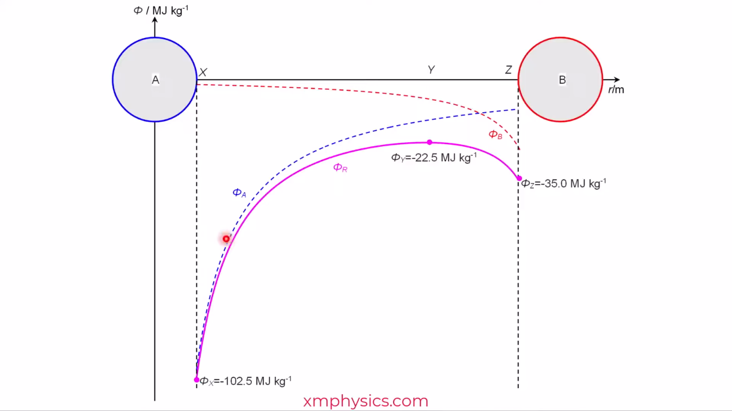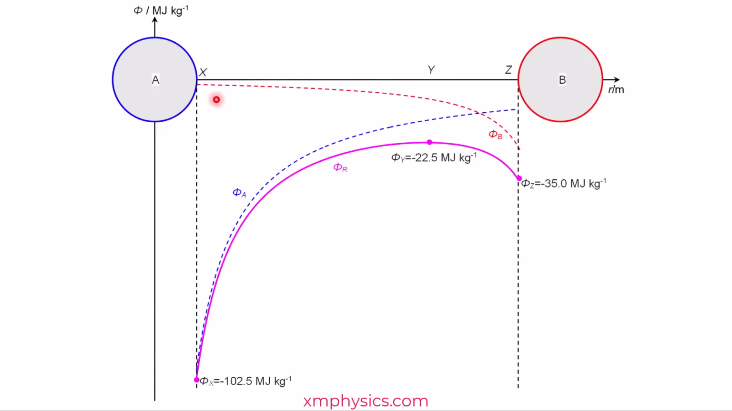So planet A on its own will have produced this negative gravitational potential centered about A. Planet B on its own will have produced this negative gravitational potential, again centered about B. The resultant gravitational potential is given by this line here. You just need to sum up these two graphs. Negative plus negative becomes even more negative.